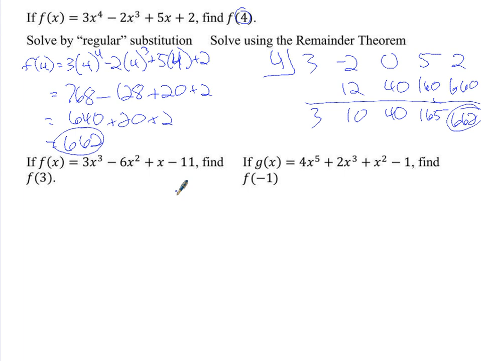All right, remainder theorem. I want to find f of 3. So I need a box and a line, and what do I put in the box? 3. Now, I will say that the tricky part is remembering that when we're doing the remainder theorem, we're finding this number right here. So that's what goes in the box.